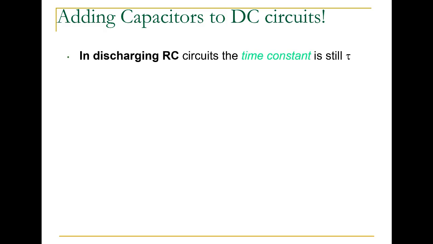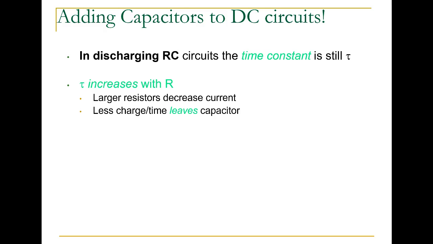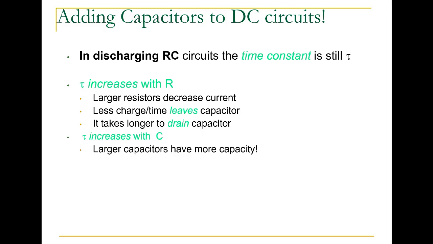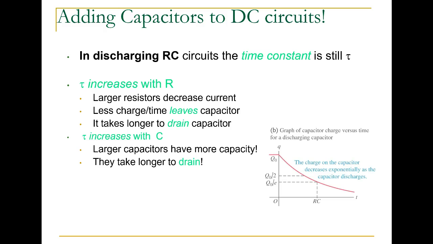Okay, so the time constant is still tau, and it increases with resistance for the same reason as before, that larger resistors decrease the current, and this means that less charge per unit time is leaving the capacitor, so it takes more time to drain. Likewise, it increases as capacitance increases, because if we have a larger capacitor, there's more capacity, and it takes longer to drain. So here's our look at what the RC constant does for us.